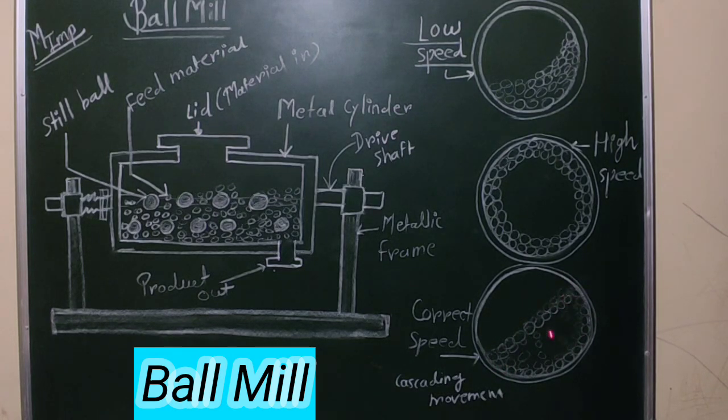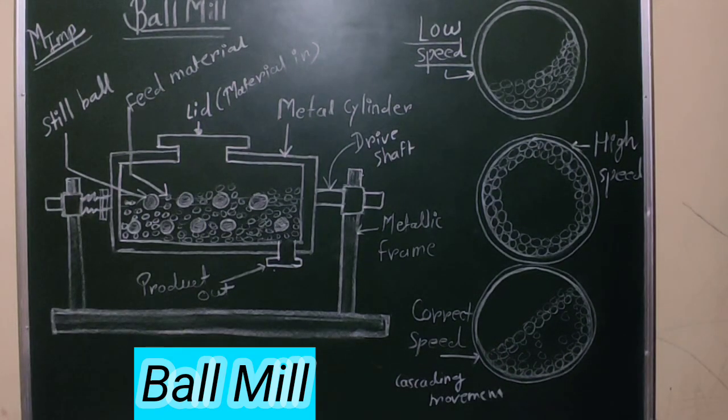In this way, the balls fall down on the material and again rotate and fall down on the material. Then size reduction occurs: the material is crushed in between the balls, and the balls which are falling down also crush the material. So that type of speed we can say is the correct one. That is the type of movement of the particles and balls. So this is all about the ball mill.